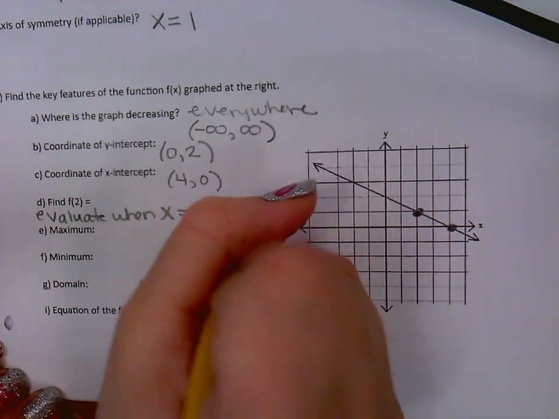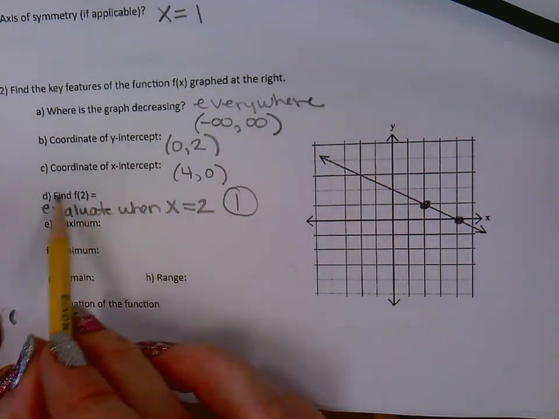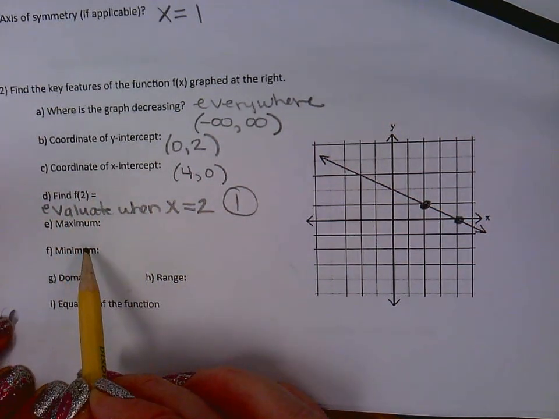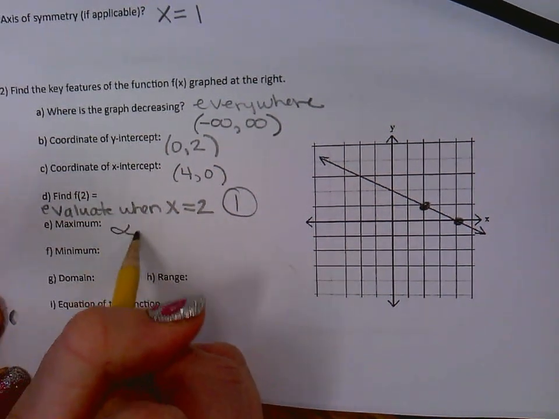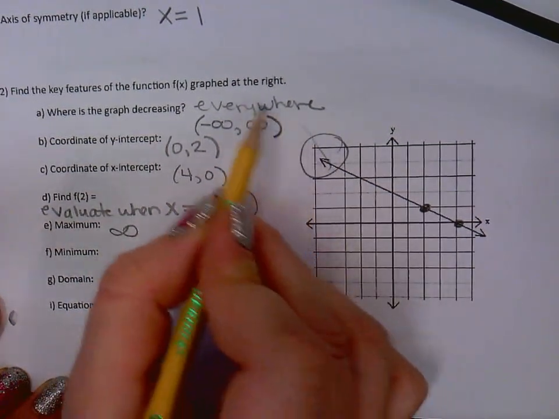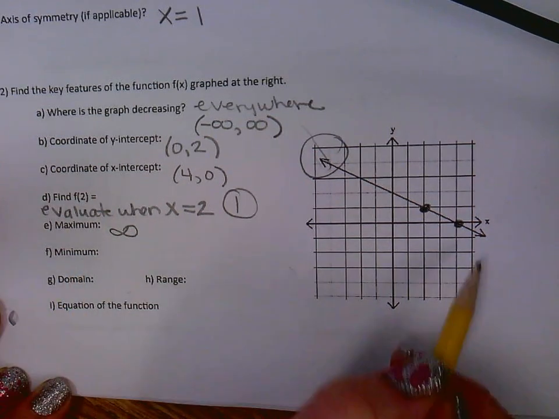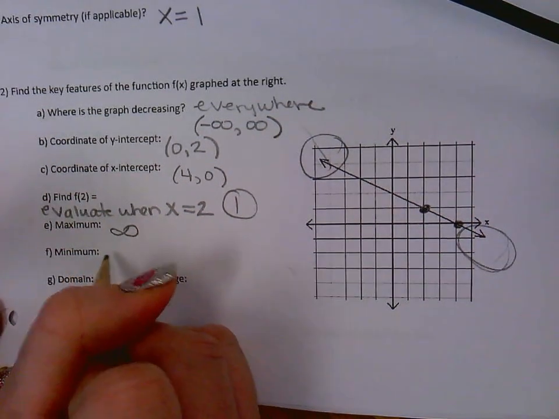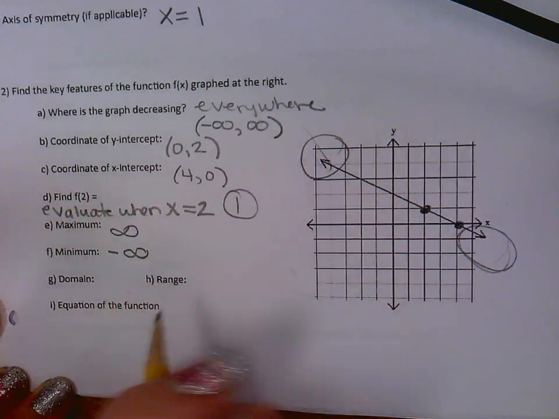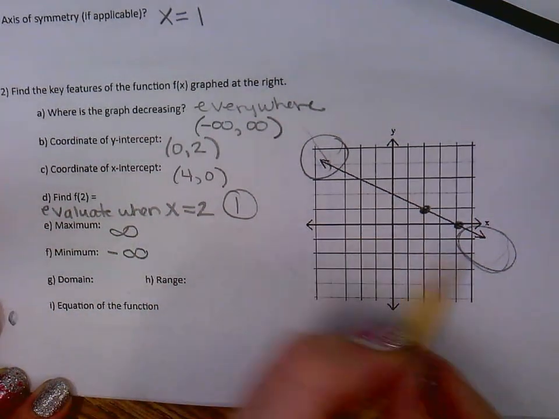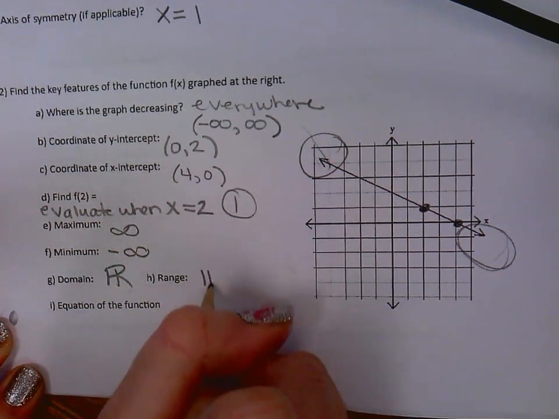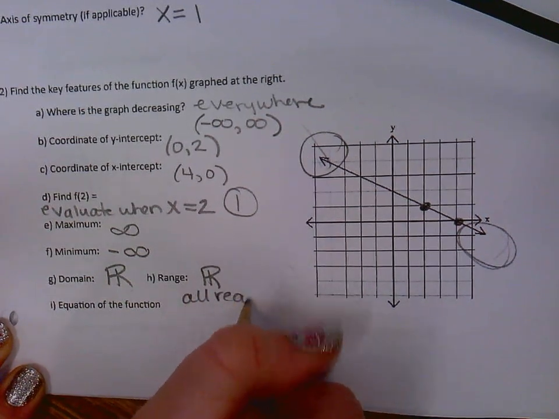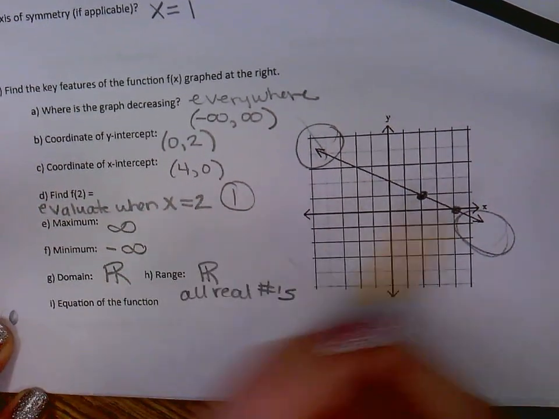So there's a couple different ways that you'll get asked that same question. What's the maximum? How high can I go? Infinity, because the arrow points up over here forever and ever and ever. How low can I go? Pointing down forever and ever and ever. So I write negative infinity. Domain and range for a linear function goes forever and forever. So they're both the boldface capital R, or you can write all real numbers. I can go left and right, up and down forever.